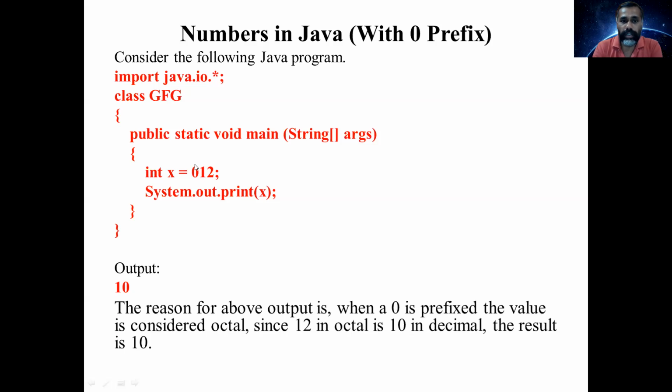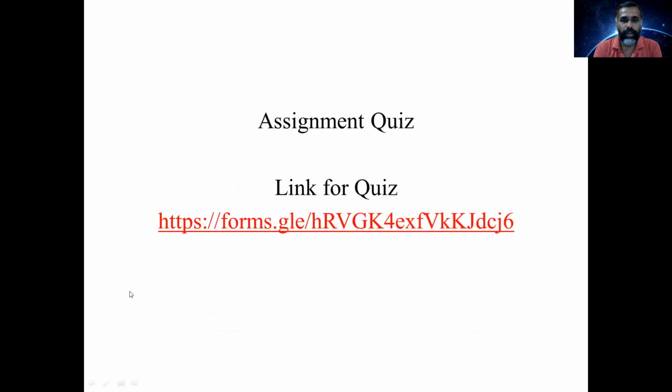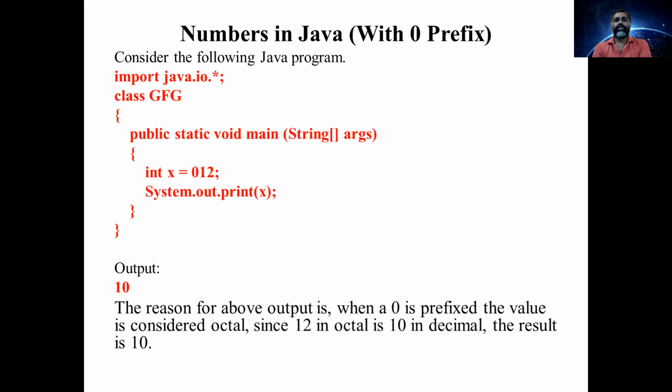When a variable is stored with 0 as a prefix, the next value is considered octal. So 12 is an octal number. In decimal, it is 10. So the result is 10 here. The octal value is converted to decimal, so 12 octal is converted to decimal value 10. So the output is 10. This is how we use numbers in Java.